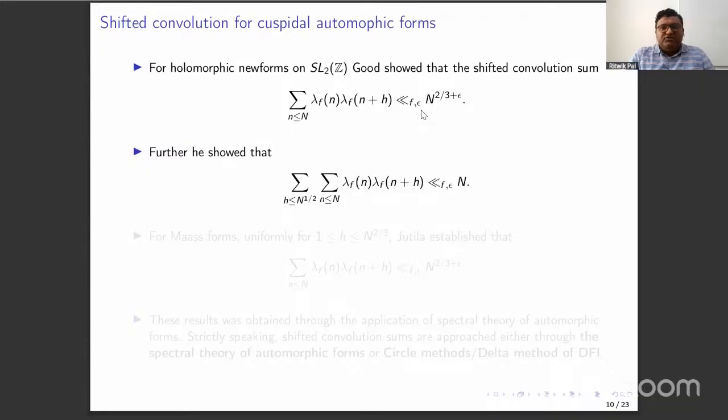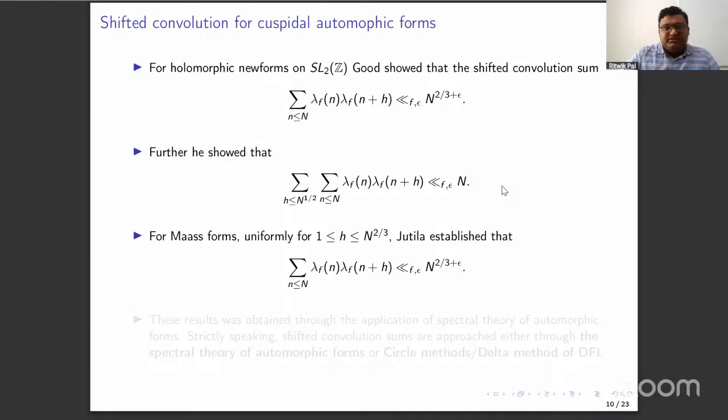In the same article, he also showed that if one takes an average over h up to n to the power half, one can get more cancellation. So basically, the total length of the sum is n to the power 3/2, and he was able to save n to the power half.